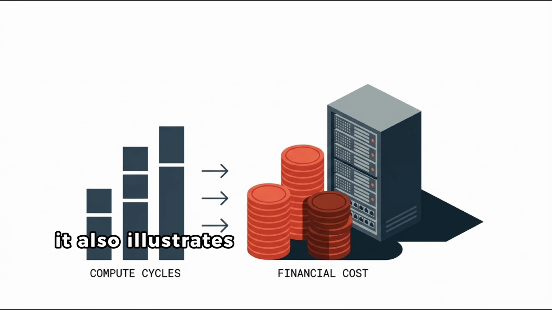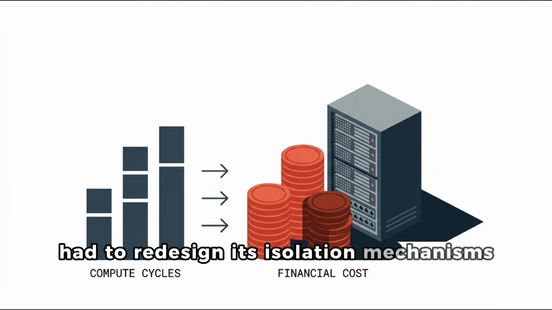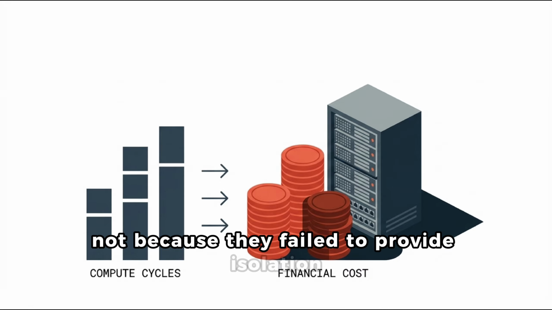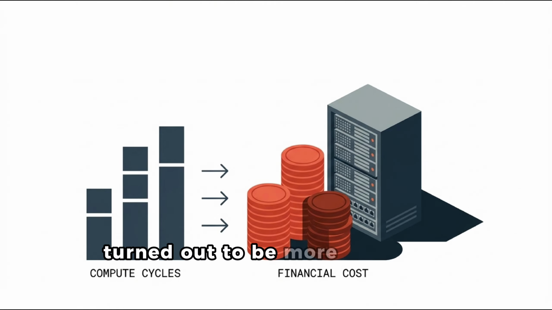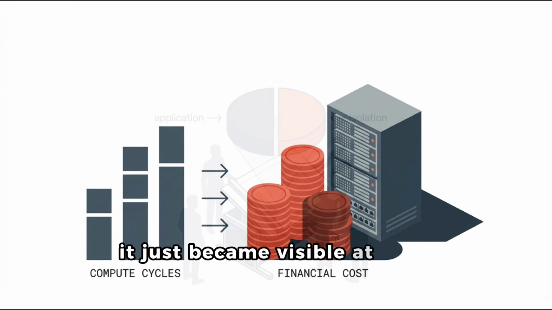It also illustrates something worth sitting with. The cloud industry has repeatedly had to redesign its isolation mechanisms, not because they failed to provide isolation, but because providing isolation at scale turned out to be more expensive than originally assumed. That cost was always there. It just became visible at scale.